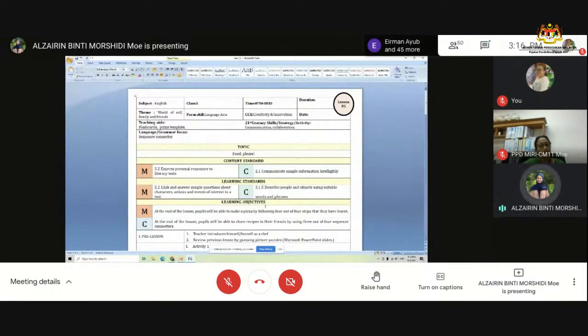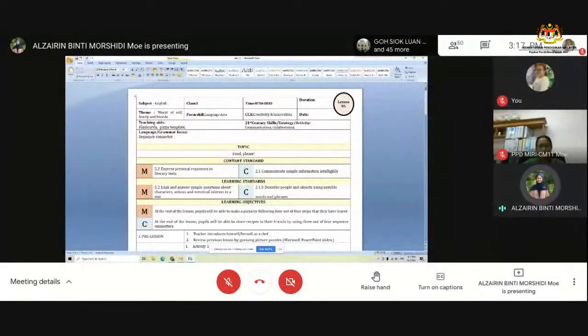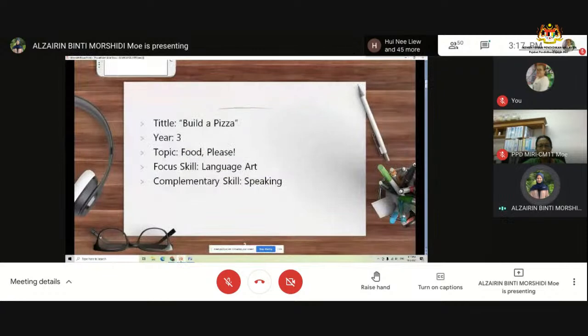So these are the learning objectives. At the end of the lesson, pupils will be able to make a pizza by following 4 out of 4 steps that they have learned. And for the complementary skill, the learning objective is that at the end of the lesson, pupils will be able to share recipes with their friends by using 3 out of 4 sequence connectors. Okay, so I'm going to show you the steps of the lesson.